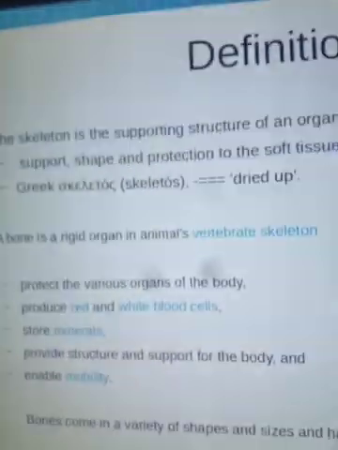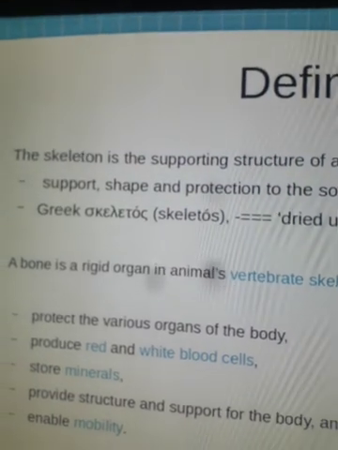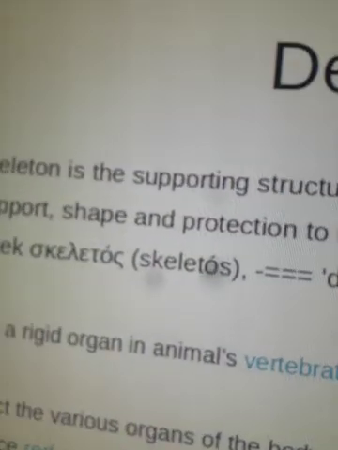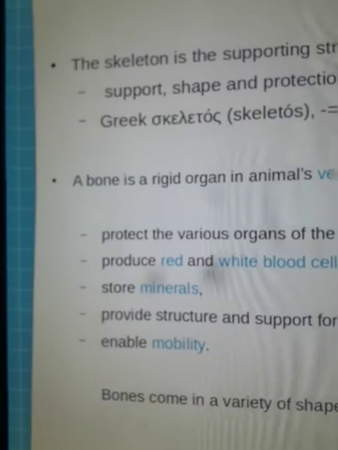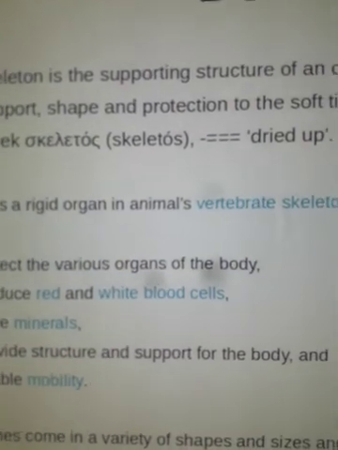And the word skeleton comes from a Greek word, skeletos, and it means dried up. So if a person dies and a long time passes, the only thing that will remain will be the skeleton, right? The bones. And the skeleton is made of bones, and the bone is a rigid organ in an animal's vertebrate skeleton.